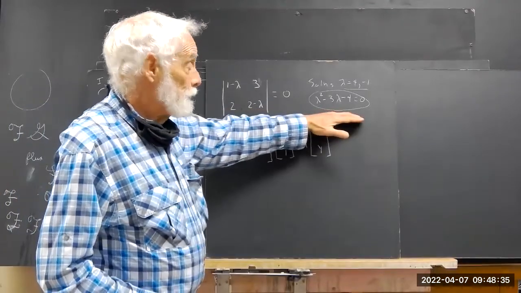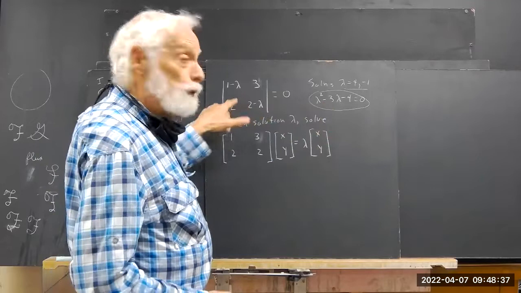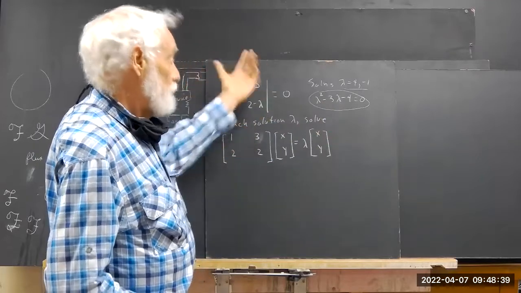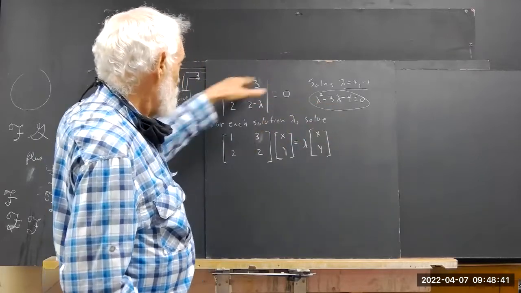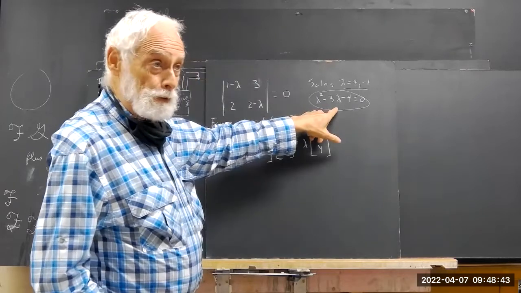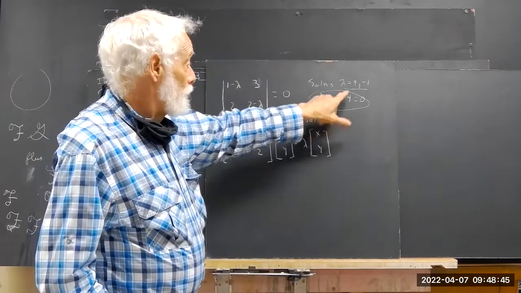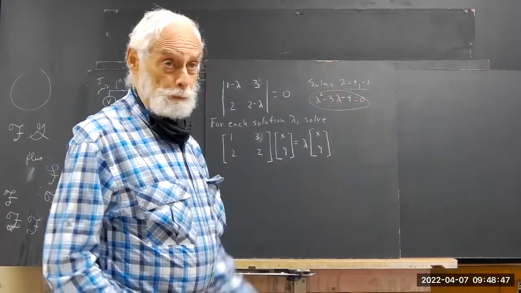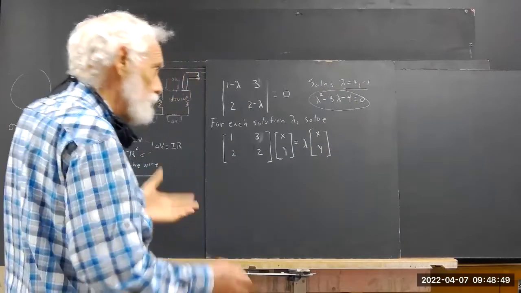Okay, so we have this equation. Set this equal to 0, and we get, this is the determinant, of course, and we multiply out the diagonals and so forth, and we're going to get this. And the solutions are going to be 4 and -1.